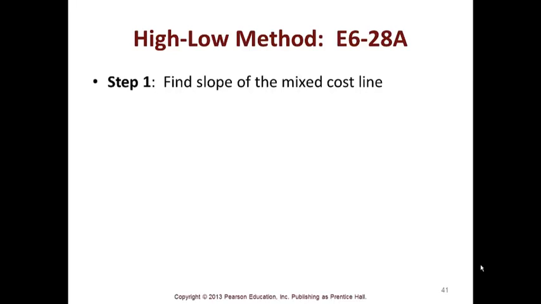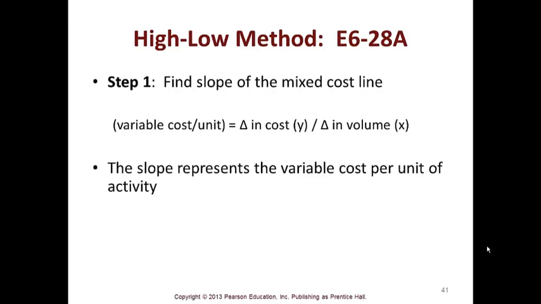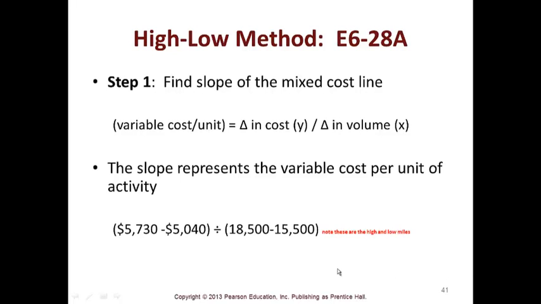E6-28A, it wants you to find the slope of the mixed cost line. Now it looks back at the data in E6-27A, which I did assign in your homework. And the slope, it has you look at the calculation, and the slope represents the variable cost per unit of activity. So if you're looking at the little chart in E27A, note that these are the high and lows. It's the miles that you're looking at for the high and the low.